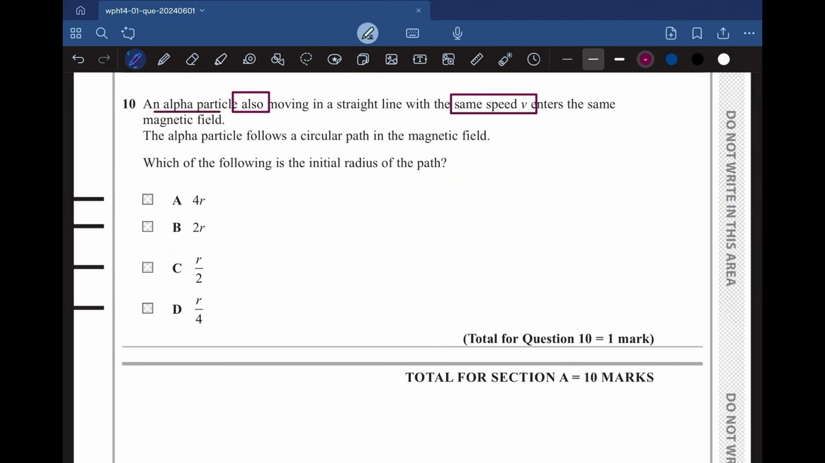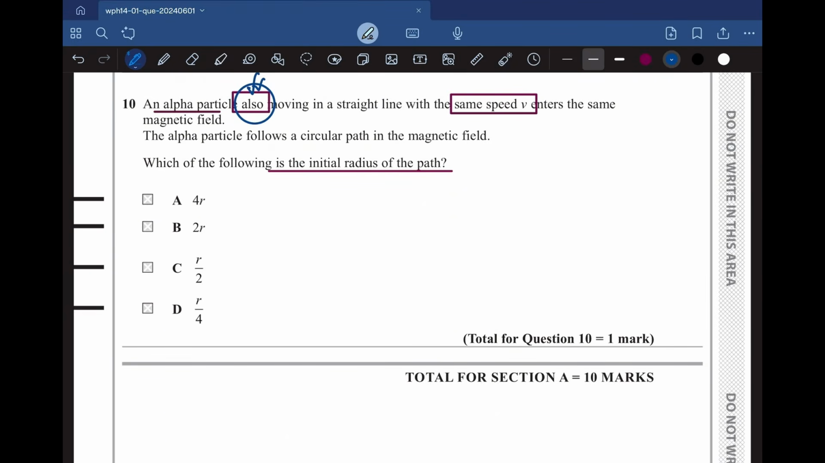It's very important to annotate like this while reading the questions. It decreases your chances of making mistakes. The alpha particle follows a circular path in the magnetic field. Which of the following is the initial radius of the path? All right. So basically they didn't say to whom they are comparing this alpha particle. So we know they will always compare it with a proton, nothing else. It is very common that they will always compare it with a proton.